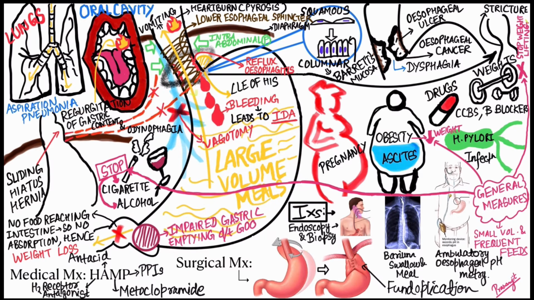Now, coming to the clinical features of gastroesophageal reflux disease, first is heartburn, which is also known as pyrosis. So it is basically a retrosternal pain which occurs because of the reflux of the gastric content into the esophagus. Then we also have regurgitation of the gastric contents into the oral cavity. Then we have odynophagia, that is painful swallowing. Along with that, we also have dysphagia.